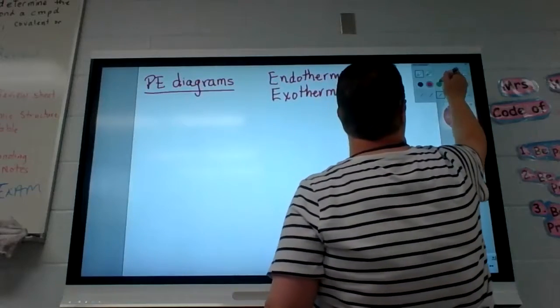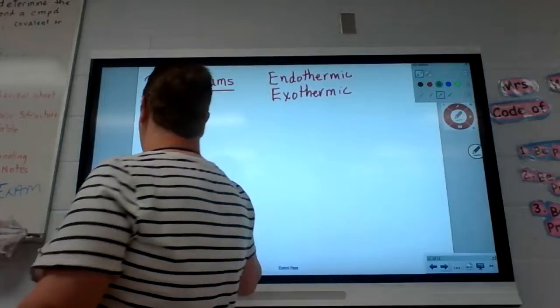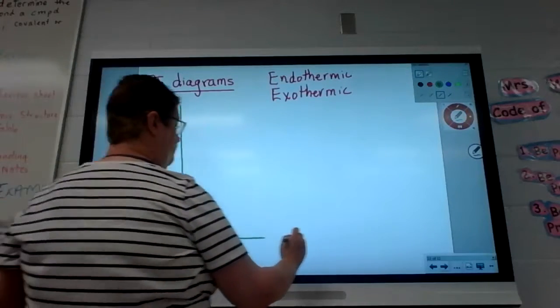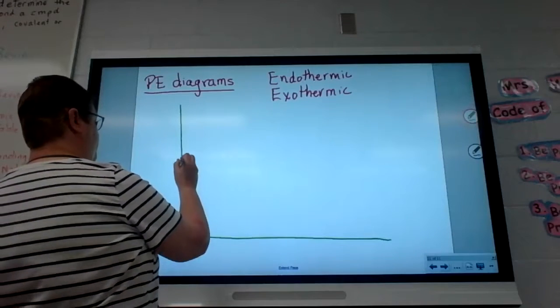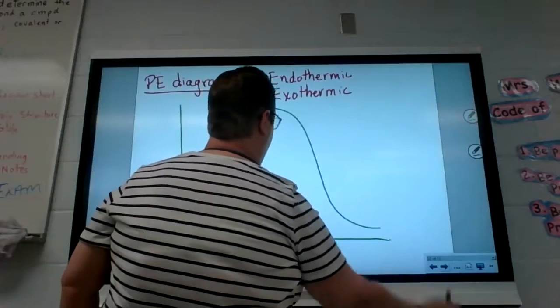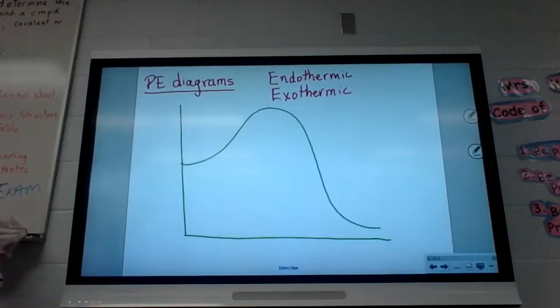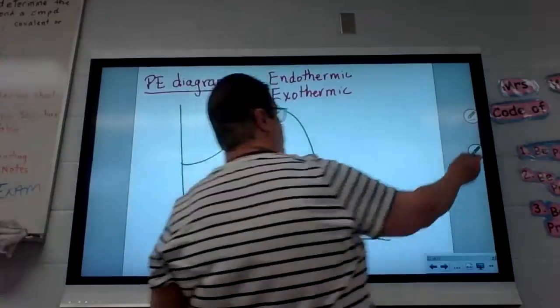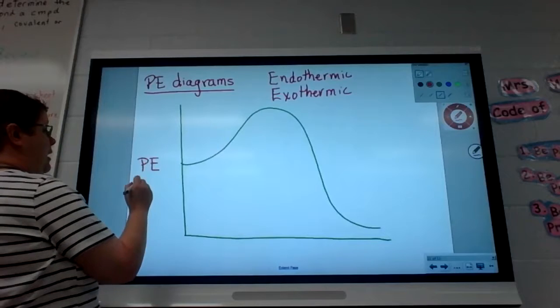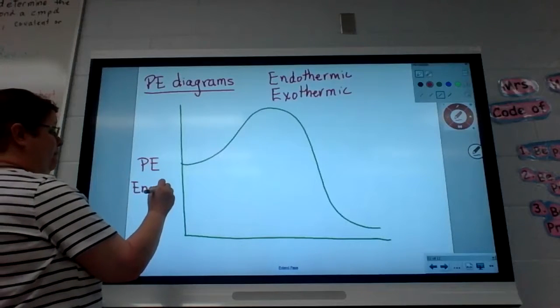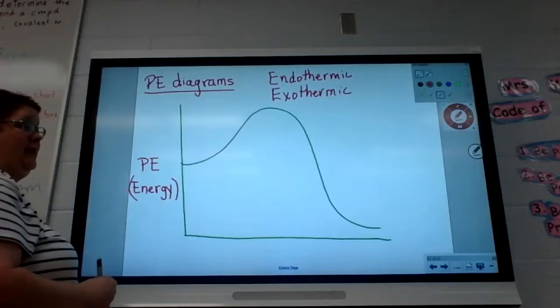I'm going to try very hard to draw both before we get out of here. We're going to start with exo just because I need to pick one. It's always going to look like a hump, a little roller coaster kind of thing. Now, the y-axis is always going to say either potential energy or it might just say energy, depending on the author of the graph.